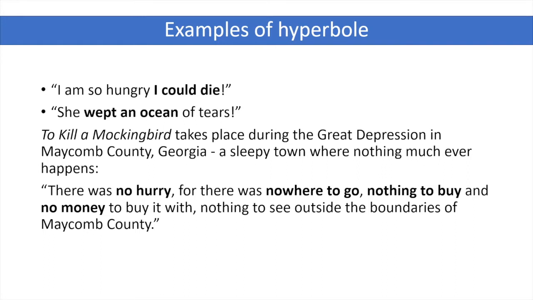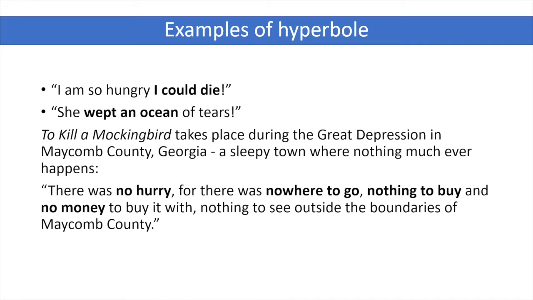The next example is from literature, from the novel To Kill a Mockingbird. To Kill a Mockingbird takes place during the Great Depression in Maycomb County, Georgia, a sleepy little town where nothing ever happens. Our author over here wanted to emphasize or exaggerate how the Great Depression had affected people so badly. I highlighted the exaggerations in the text. "There was no hurry, for there was nowhere to go, nothing to buy and no money to buy it with, nothing to see outside the boundaries of Maycomb County."